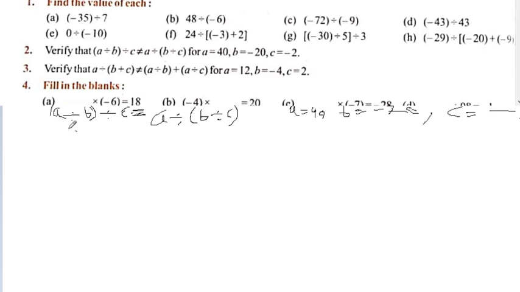Now see here, this is your LHS side, and this is your RHS side. First we solve the LHS side. In the LHS, A divided by B: first you write in brackets the A value given in your book, 40, and divide by the B value, minus 20. Now close this bracket, and again divide by the C value, minus 2.